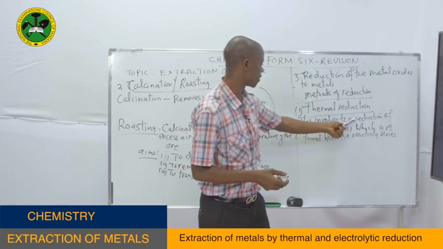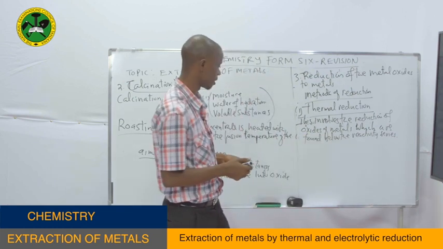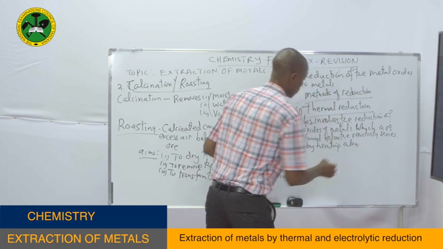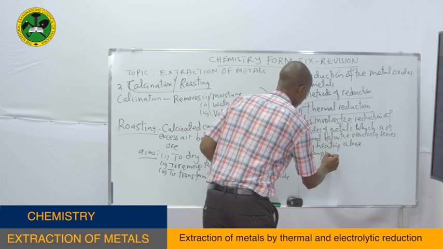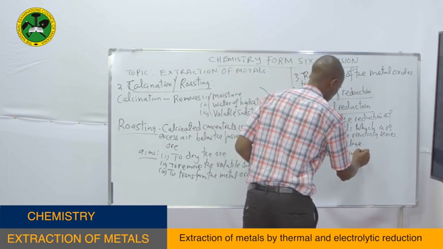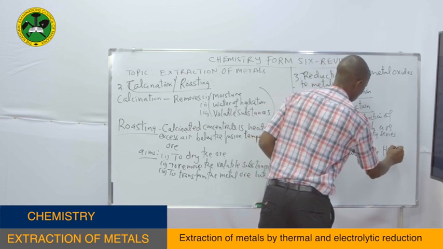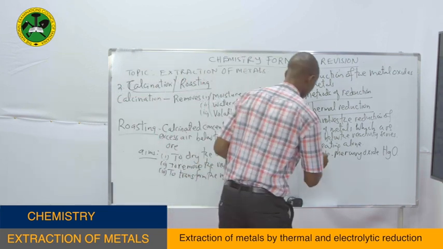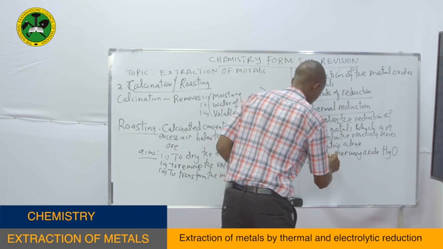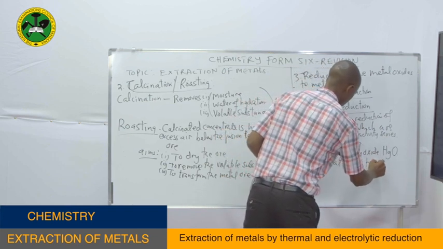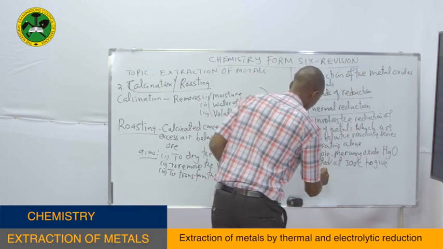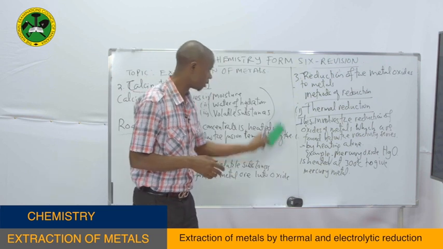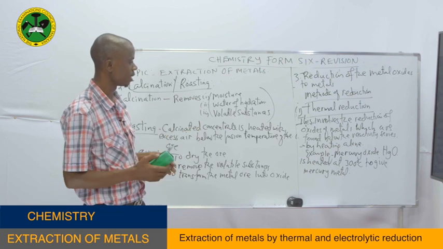Yes, this involves the reduction of oxides of metals which are found below in the reactivity series, just by heating. For example, mercury oxide. When mercury oxide is heated at 300 degrees Celsius, we get mercury metal. That is thermal reduction, one of the ways of reducing the metal oxides.